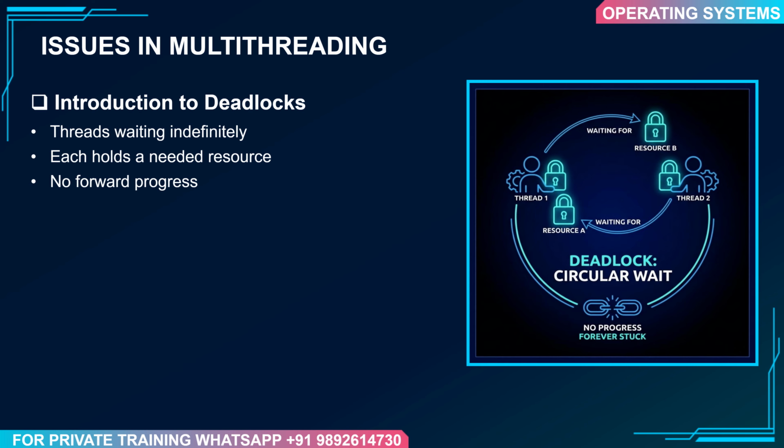A deadlock happens when two or more threads are waiting for each other forever. Each thread holds a resource and waits for another resource that is held by someone else. As a result, no one can move forward.